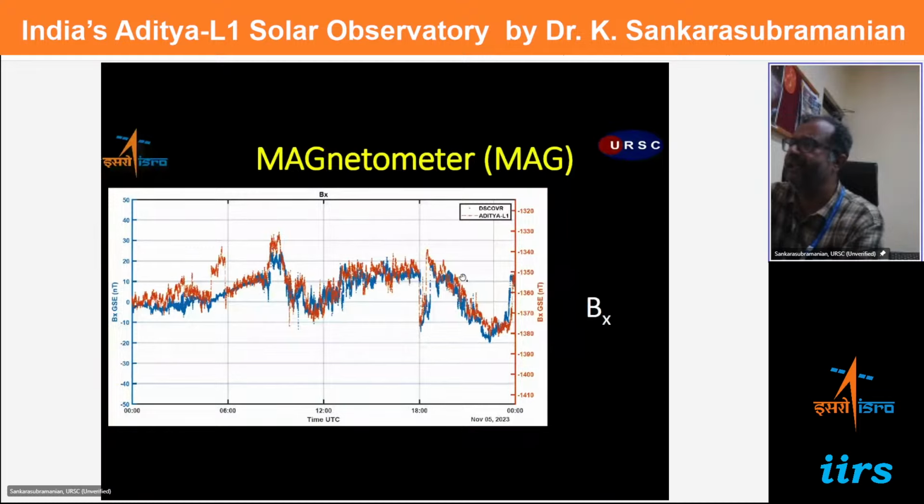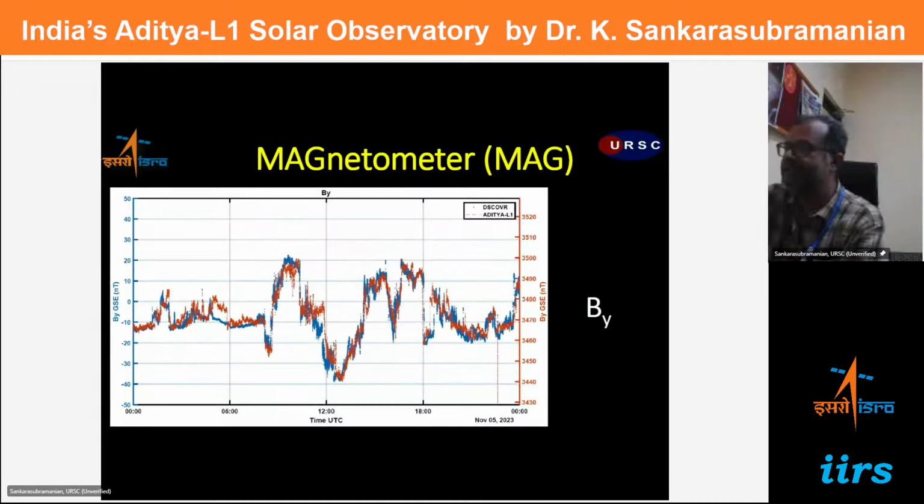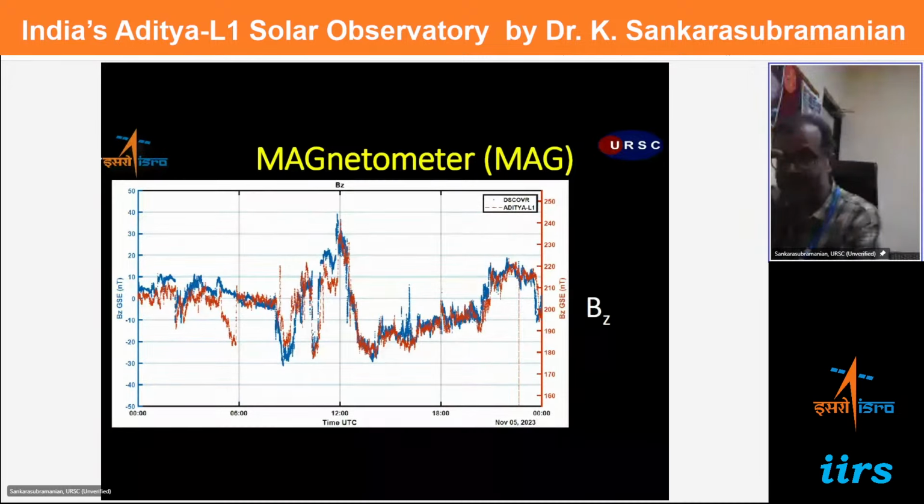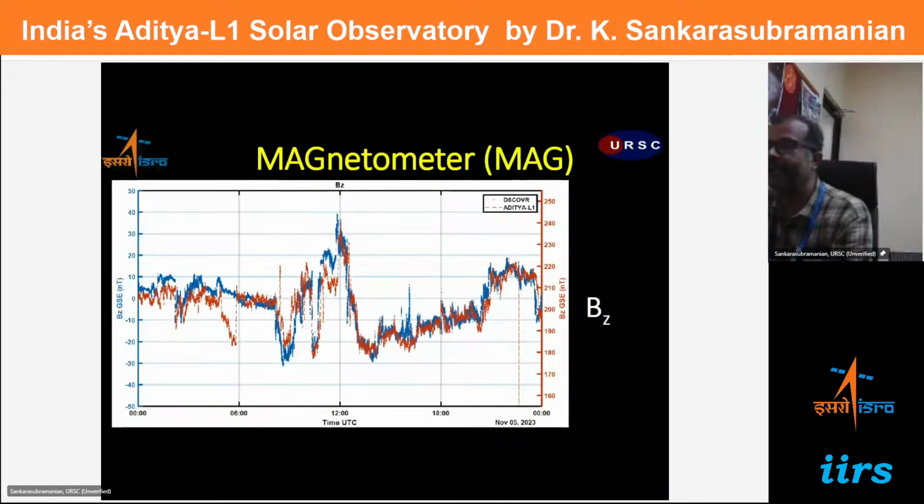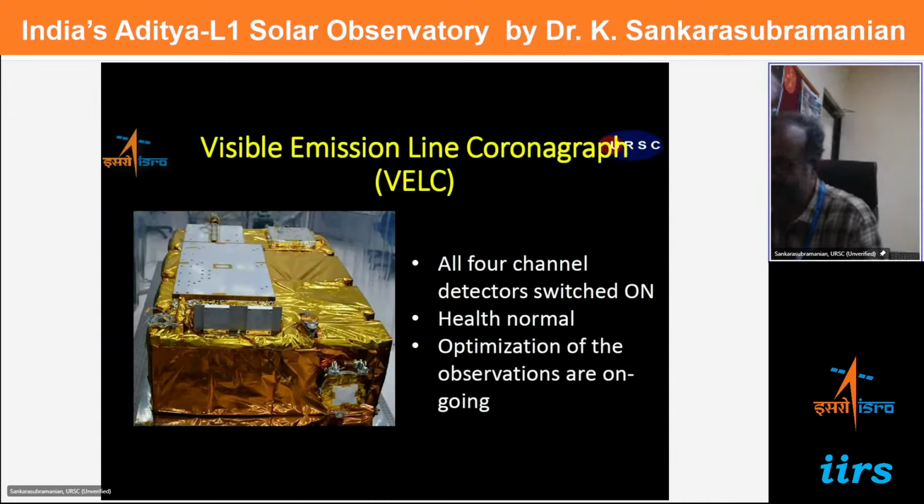What you see here is the red curves from Aditya-L1, and the blue curve from the Discover instrument, which is also at the L1 point. You can see that both of them are matching pretty well. This is the Bx component, because the magnetic field is a vector quantity which will have three directions: Bx, By, and Bz. So this is Bx, this is By, and you can see that they are matching pretty well. And this is the Bz component. So all three components are measured from the in situ magnetometer, which will give us both particle and magnetic field measurements from the in situ measurements.